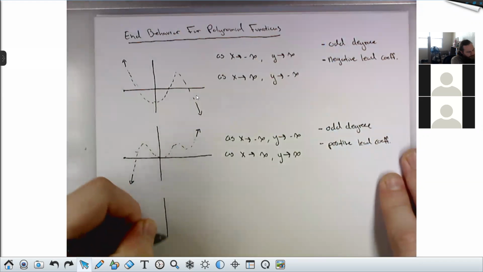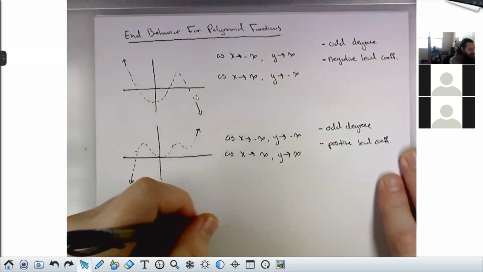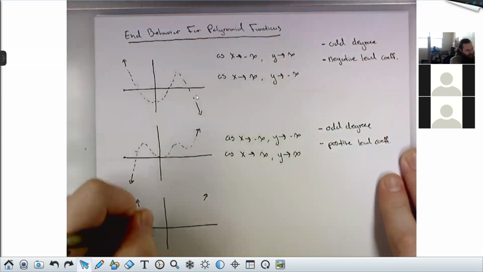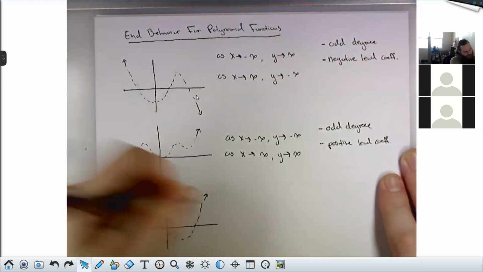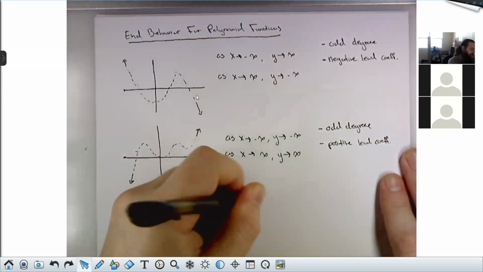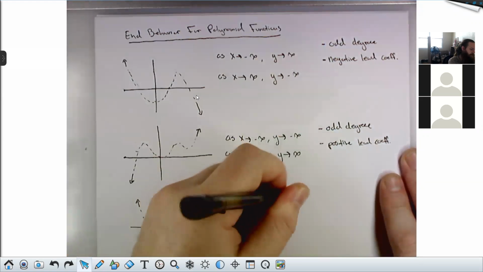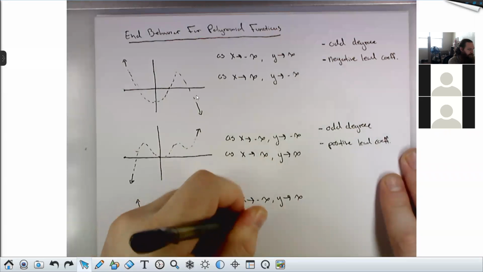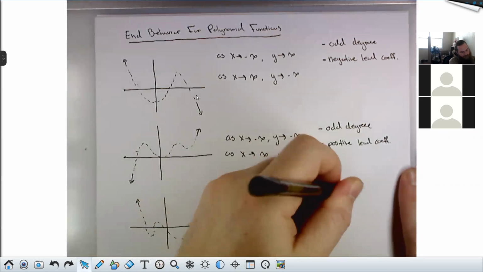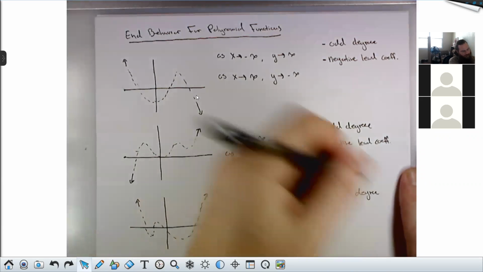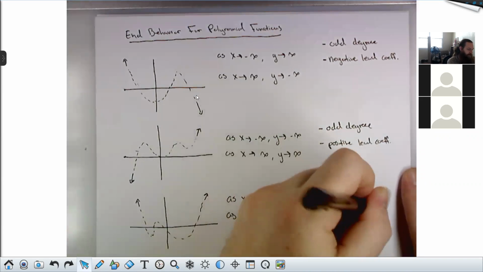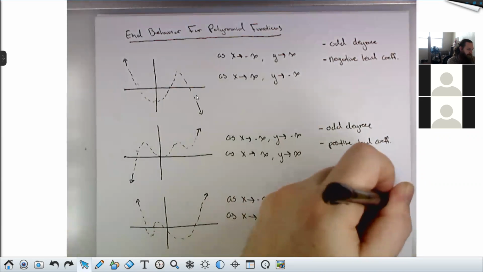The other two cases here: we can go up on both sides, doing whatever sort of bizarre, silly stuff in between. This is described by saying as x goes to negative infinity, y goes to positive infinity, and as x goes to positive infinity, y goes to positive infinity. This would be an even degree and a positive lead coefficient.